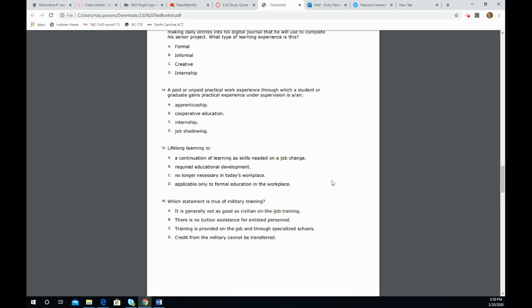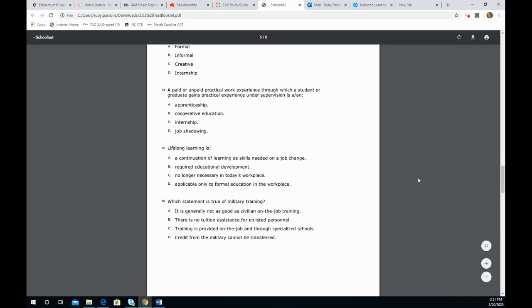Number 16, which statement is true of military training? A, it is generally not as good as the civilian on-the-job training. B, there's no tuition assistance for enlisted personnel. C, training is provided on the job through specialized schools. Or D, credit from the military cannot be transferred. As you look at this one, you need to focus on C, because when you're in the military, training is provided on the job and it is done through your specialized schools. So 16 was C.